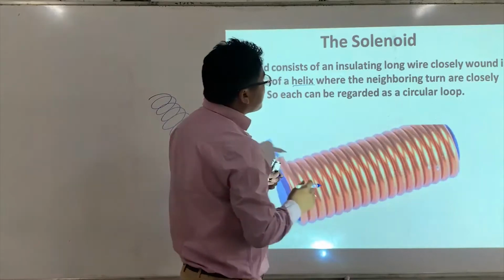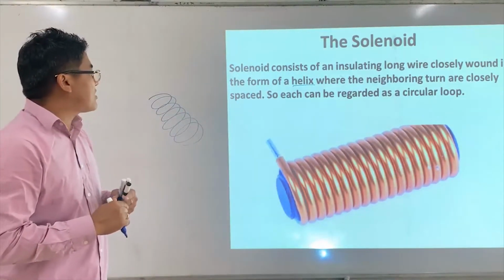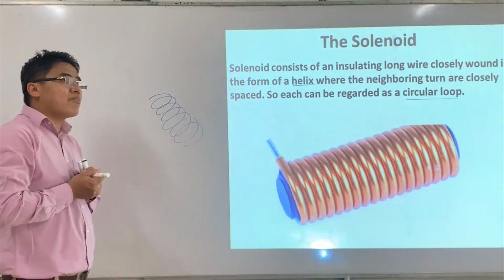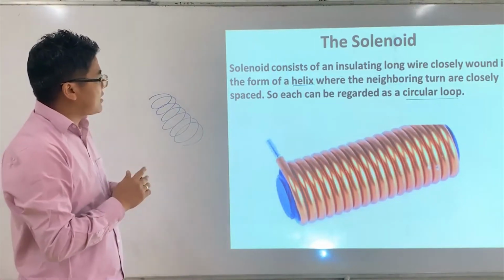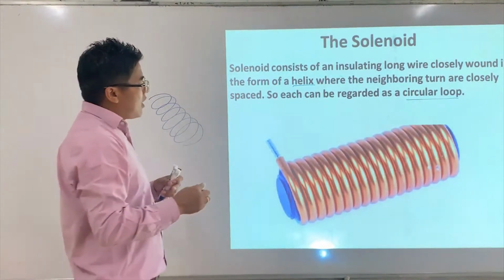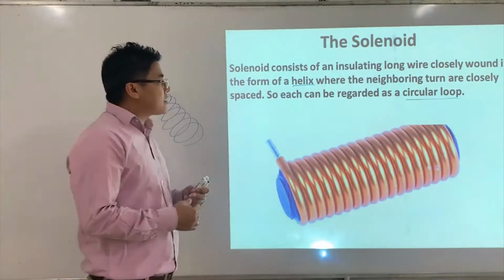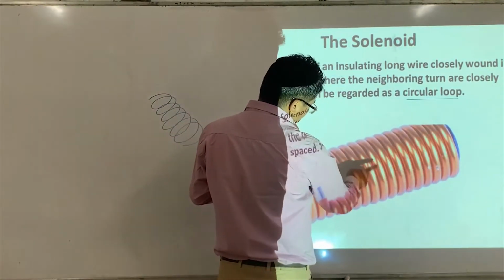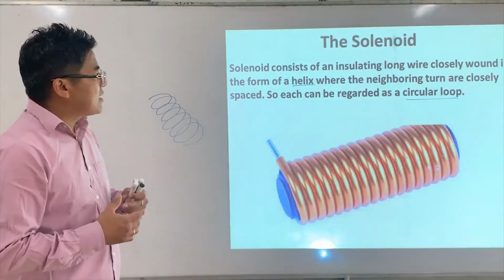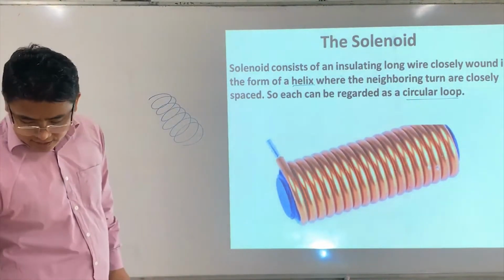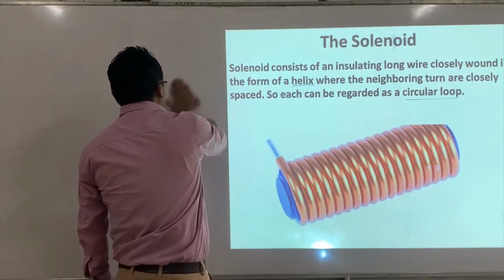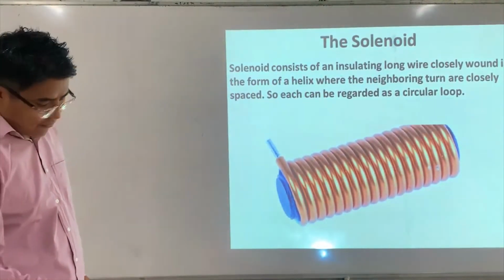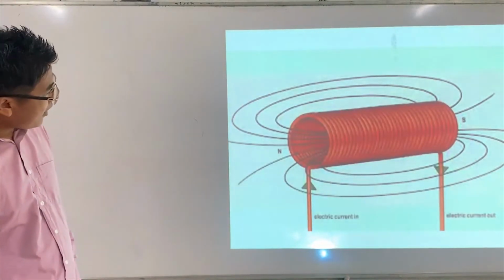However, since the distance between two neighboring turns is very, very small, each turn can be regarded as a circular current loop. That you should keep in mind, very important. So this is the definition of a solenoid. I have this diagram, and a few more diagrams. Again, this is a solenoid.